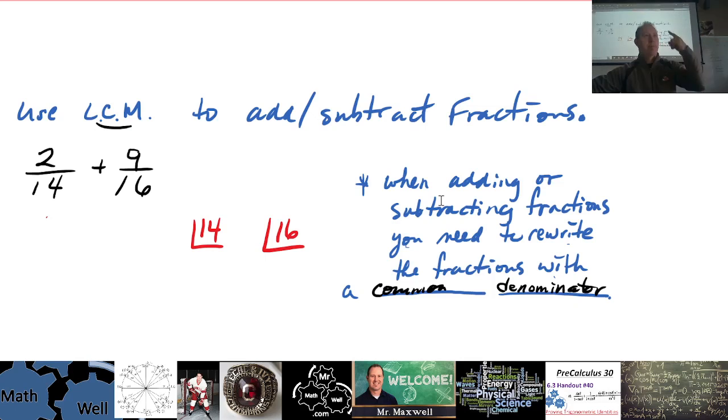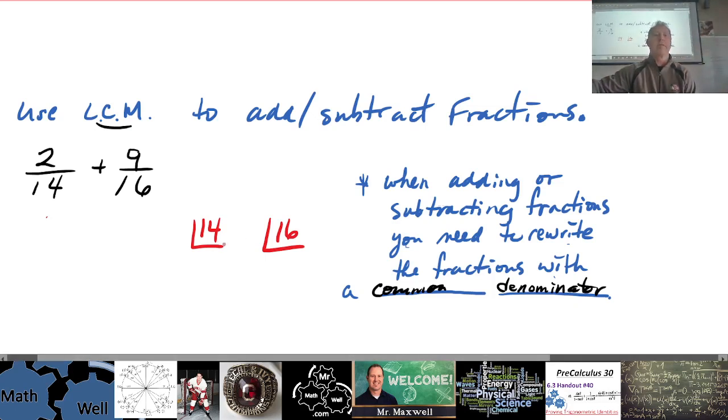All right, so prime factorization. Let's just do this. So 2, 7, 2, 8, 2, 4, 2, 2. Okay, so we'll need a common denominator here.